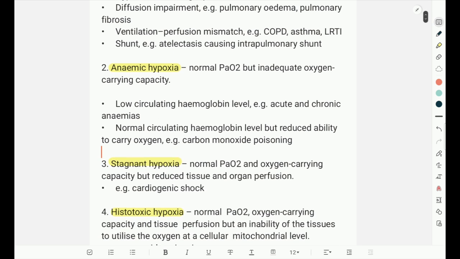The second type of hypoxia is anemic hypoxia. In anemic hypoxia, the partial pressure of oxygen in blood is normal, but there is inadequate oxygen carrying capacity of the blood. It can be because of a low circulating hemoglobin level, which is known as anemia, or it can be because hemoglobin is bound to some other gas, like carbon monoxide poisoning.